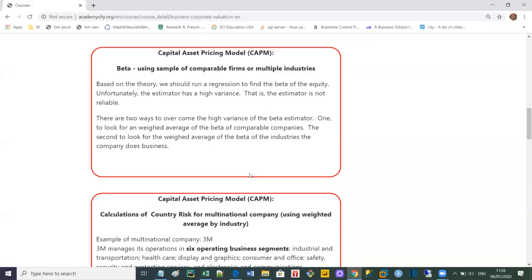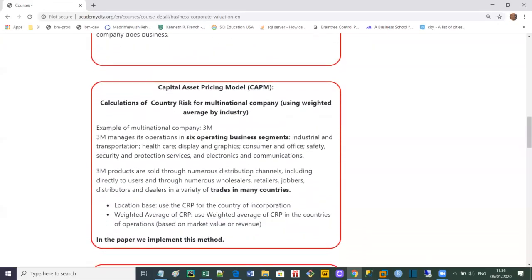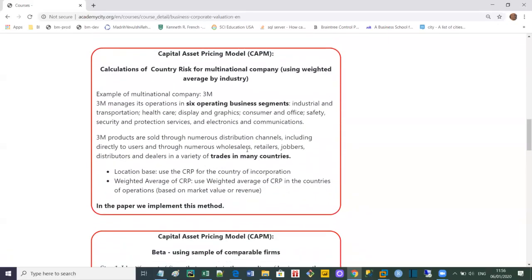There are two ways to go about it. One way is, for example, if I were to estimate the beta of a company called 3M, which operates in 6 industries, I can take the beta of the industries and do a weighted average of those betas, okay? That's going to give me a better estimator for the beta. The more betas, the average of the betas will reduce the variance of each beta that I'm using from a different industry. That's one way.